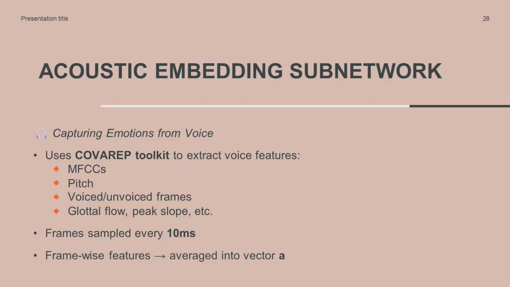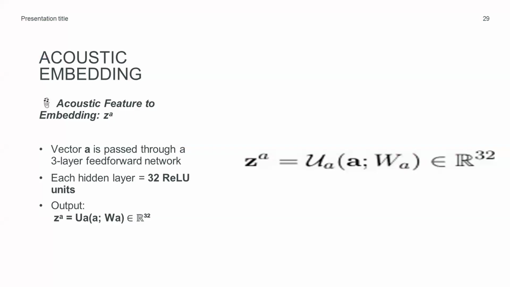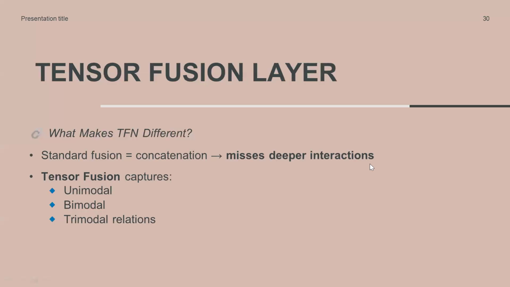These features are sampled every 10 milliseconds, providing a fine-grained temporal resolution of how the voice changes over time. Frame-wise features are then averaged into a vector A. This is the formula, acoustic feature to embedding ZA. And again, it is the same as the last one, where it is passed through a three-layer feed-forward network, with each hidden layer having 32 ReLU units. And this is the formula for it.